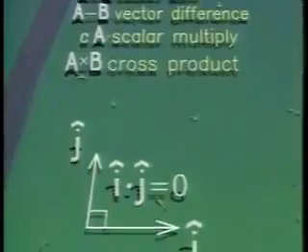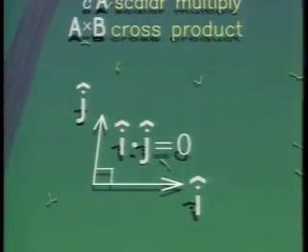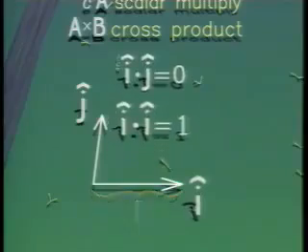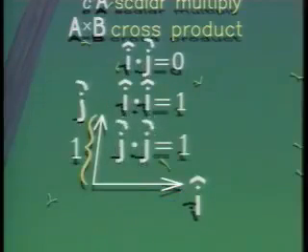Vector algebra makes use of two perpendicular unit vectors, i and j. The little hat over the vector means that it has length 1.